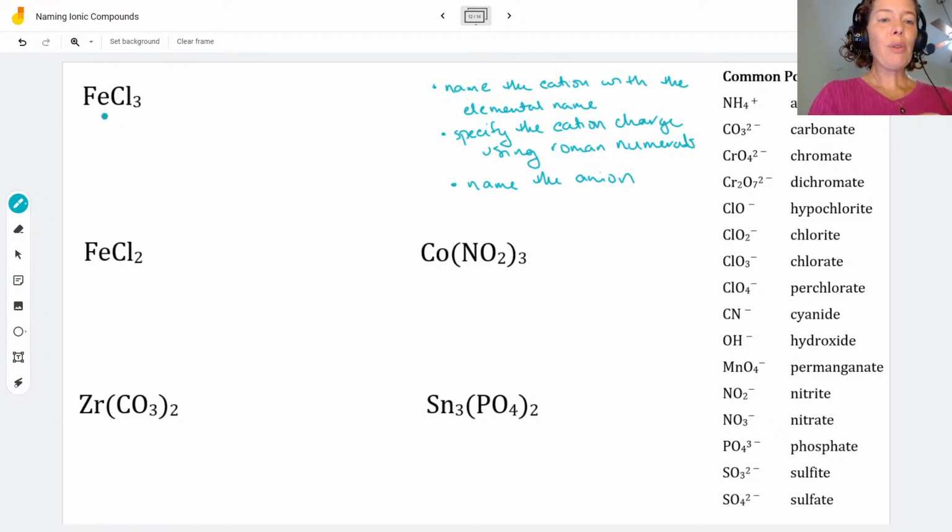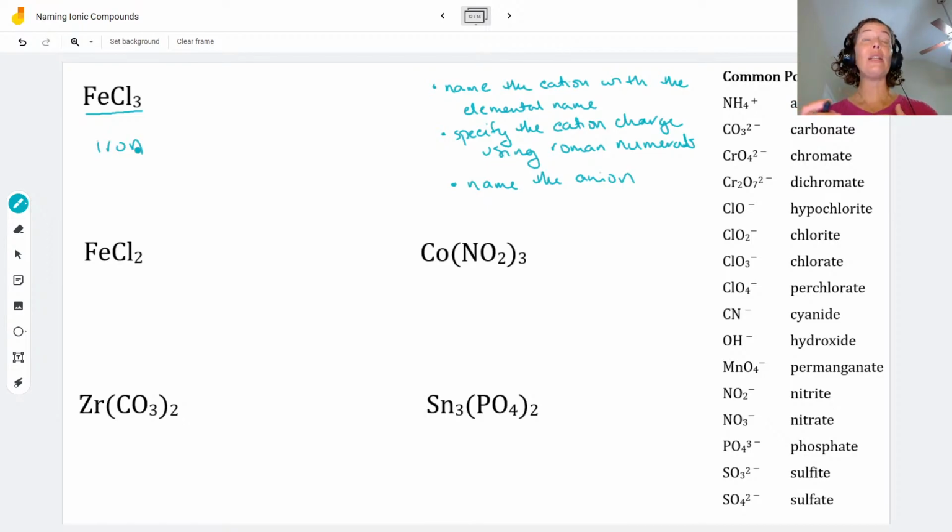Okay, so let's start with our first example, FeCl3. Well, Fe is iron. That's great. But if you find iron on the periodic table, you can see it's atomic number 26. It's right smack in the middle of all those transition metals. So that should be your sign, hey, you need to specify the charge on that iron. So how do we figure out what the charge on the ion actually is?